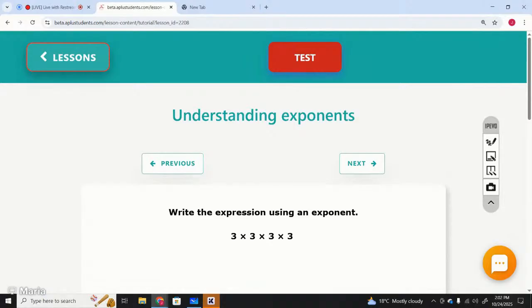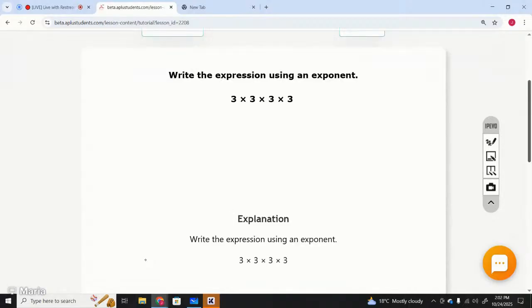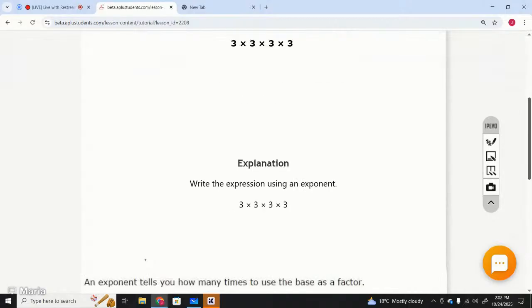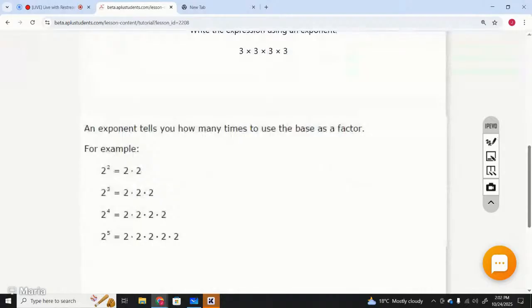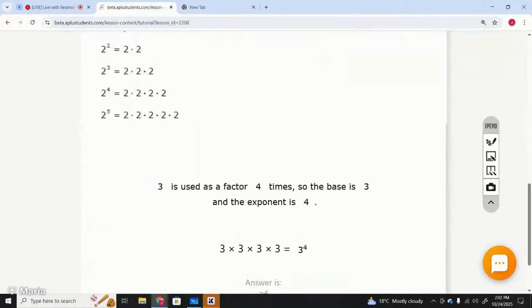Write the expression using an exponent: 3 times 3 times 3 times 3. An exponent tells you how many times to use the base as a factor. So how many times are they multiplying? They are multiplying 4 times, right? So you can write it as 3 exponent 4. That means 3 is used 4 times. So the base is 3 and the exponent is 4.